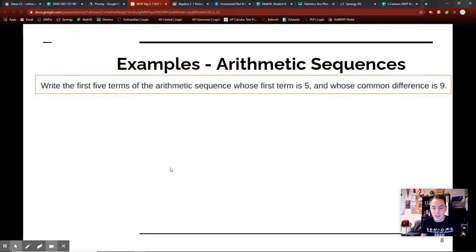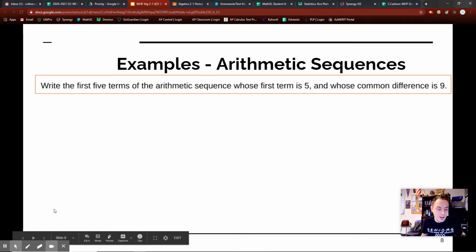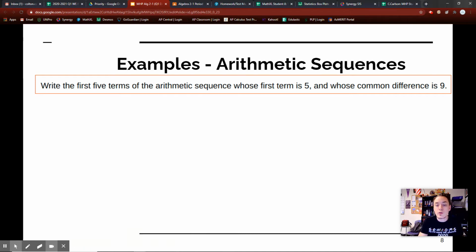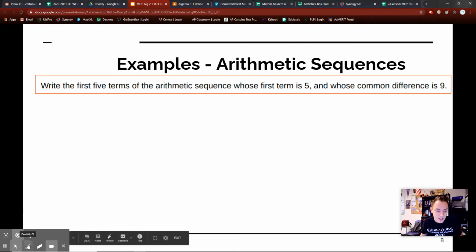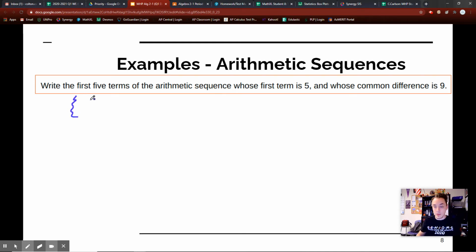All right, let's continue. I want to know the first 5 terms of the arithmetic sequence whose first term, whose very first number, is 5 and the common difference is 9. How can I do this? Let's find out. I'm going to use some sequence notation, because math is a language and I need to teach you the language in order for you to understand how to say it and work it.